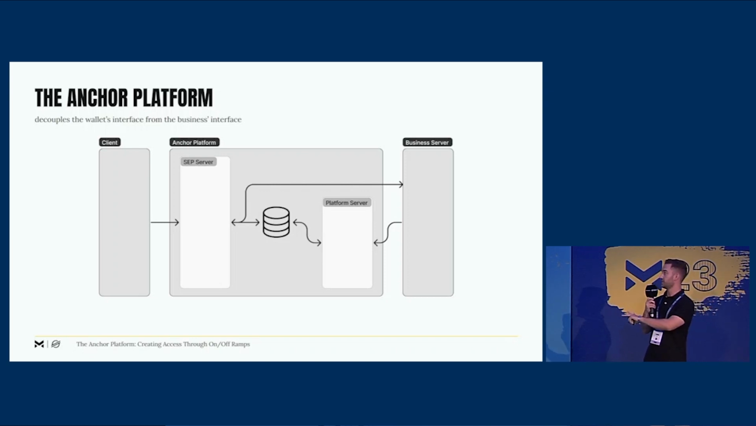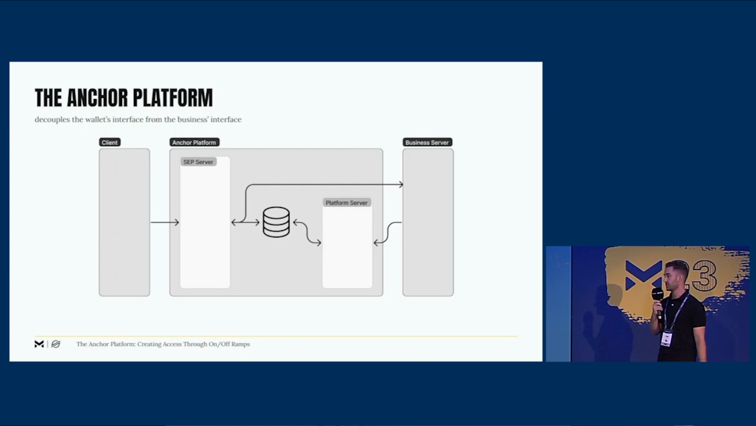One thing that's important to note is that by decoupling the client interfaces from the business interfaces, we're actually able to iterate faster and optimize the experiences for both parties more quickly and without impact to the other. Right, so if we need to build a new interface or add a new feature for an existing client, we can do that. We can update the SEP protocol, update the SEP server with no changes to the business. They don't have to change their code, right? They just get this feature for free by pulling down a new version of the Anchor platform.